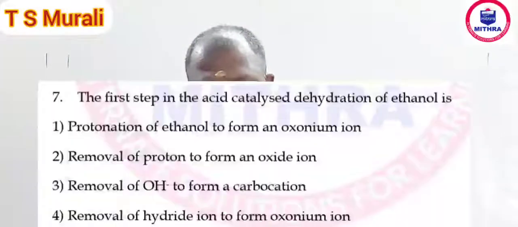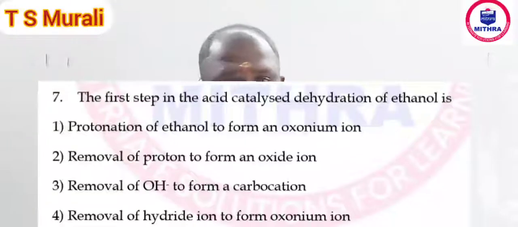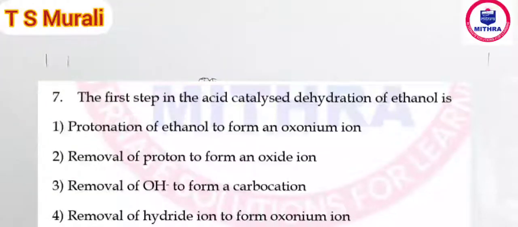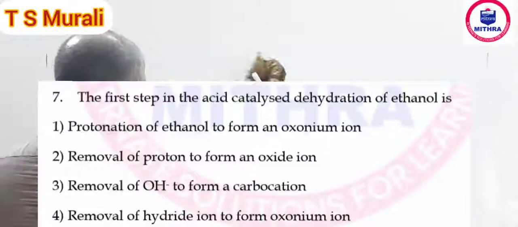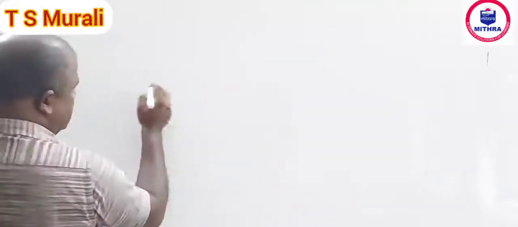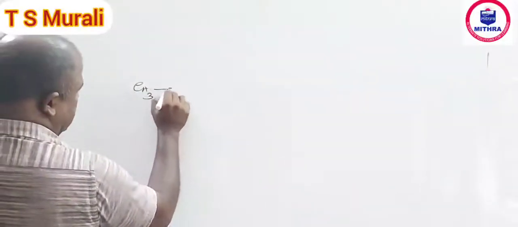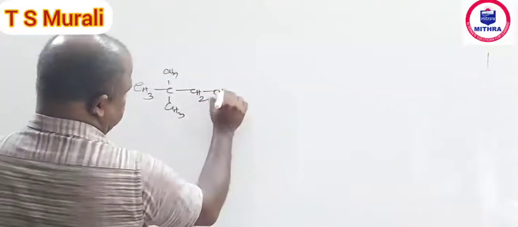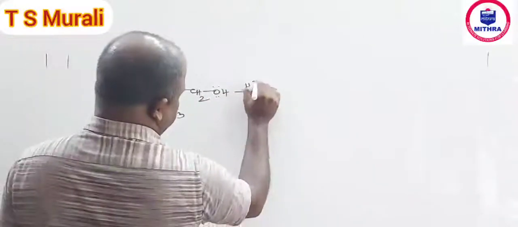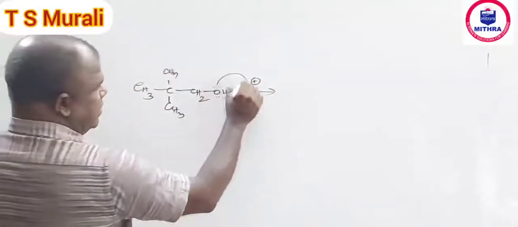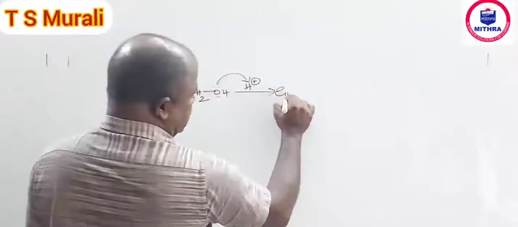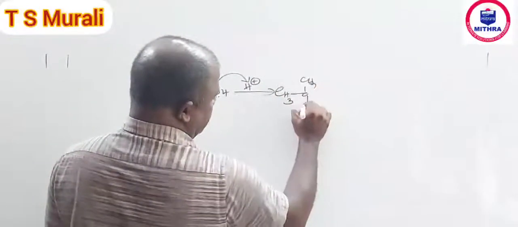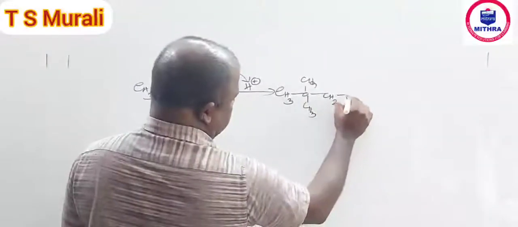Question number 7: the first step in the acid catalyzed dehydration of alcohol. These two questions are interconnected, so I am going to write a particular example so that you can easily recollect what I taught. I am taking this molecule for dehydration. The first step of dehydration is protonation of the alcohol. By giving this lone pair, it absorbs H+, so that you get an oxonium ion.